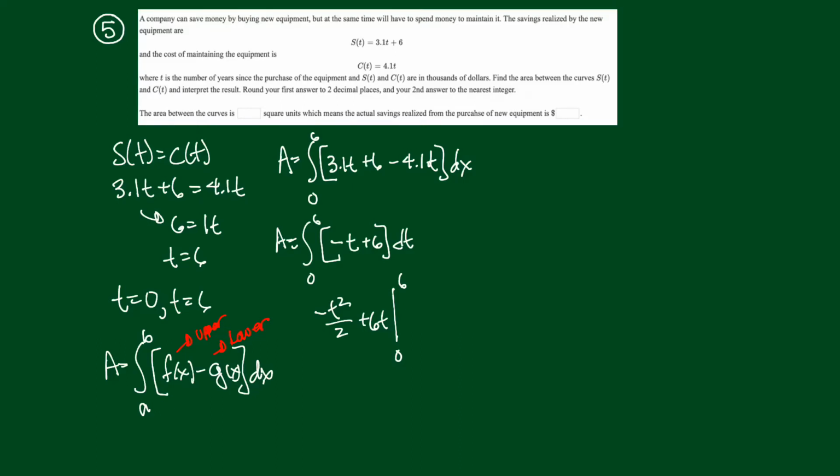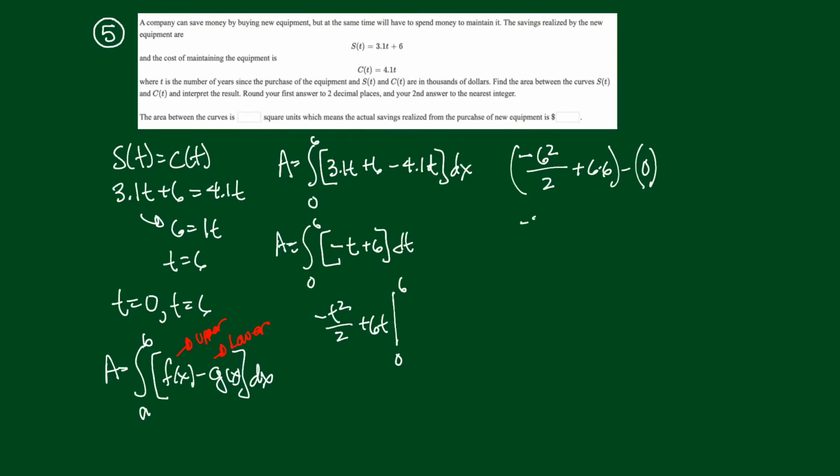We'll do it up here now. Where's that upper limit? This is going to be negative 6 squared over 2 plus 6 times 6. There's the upper limit, minus the lower limit. But notice the lower limit is 0, and both these terms have t's in them. So they're both going to have zeros in them. So we just get a 0 out of here. So what do we get here? Negative 36 over 2 plus 36. How about negative 18 plus 36? I'm seeing that as just an 18.